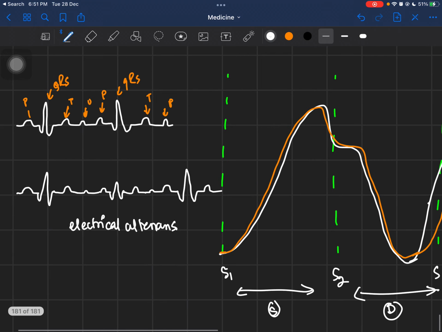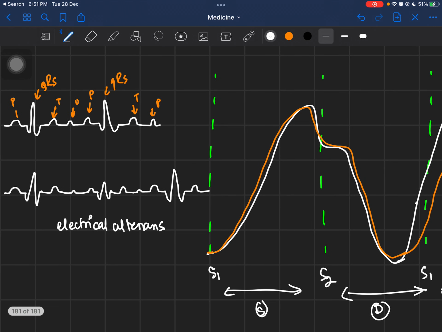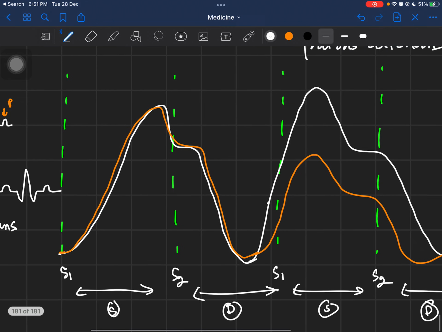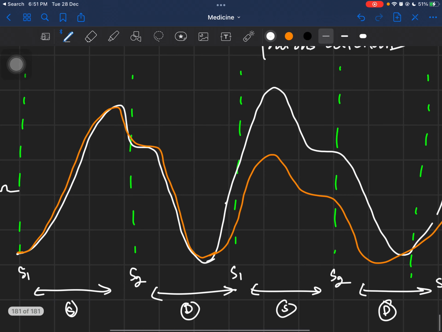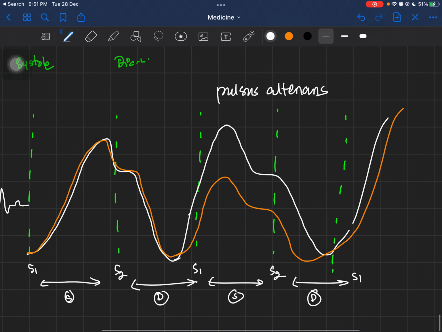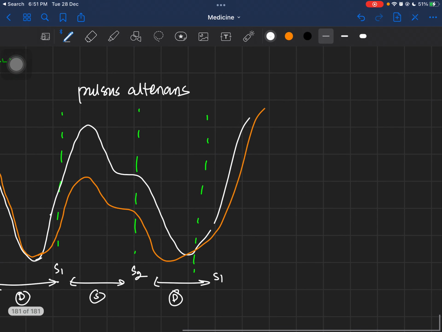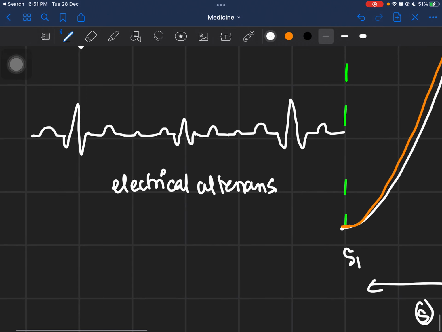The reason I mentioned this is to tell you the similarity between an ECG tracing and a pulse tracing. But the difference is that pulsus alternans is caused by a condition known as left ventricular failure, and I'll tell you why. Electrical alternans, on the other hand, is caused by any fluid collection around the heart.